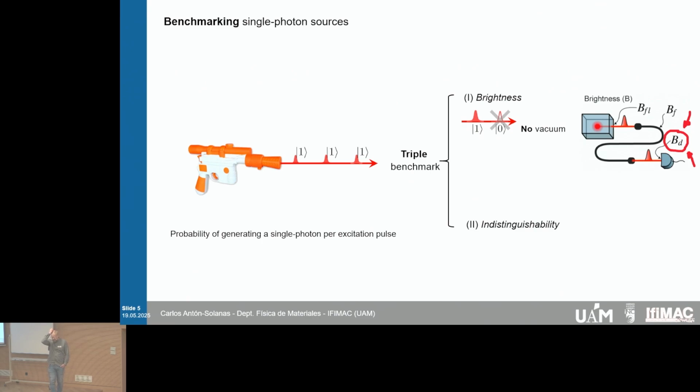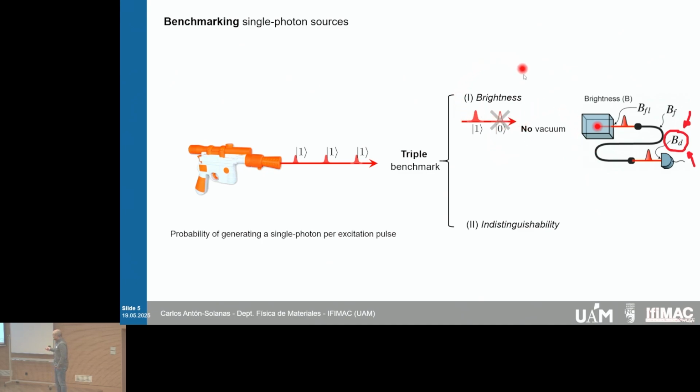what we understand as an ideal single photon source. You can imagine that you have a single photon gun that is launching single photon states, and then the 2 main benchmarks that you will be paying attention to are, on one side, the brightness. This is, if I pull the trigger, whether I'm going to get a single photon or not, with which probability I'm going to obtain that single photon. This is called brightness, and it can be defined in different parts of your setup depending on where you are interested in characterizing this brightness.